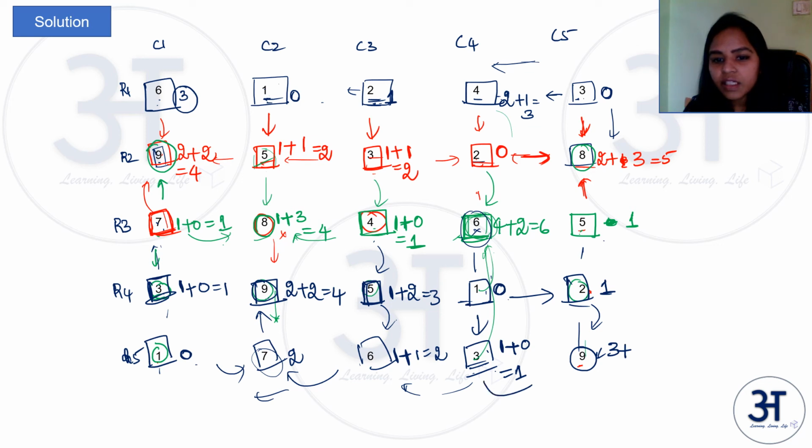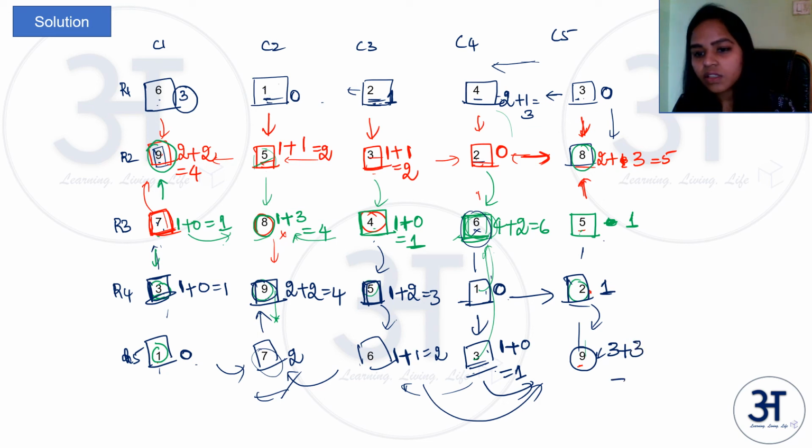Row wise 3 can reach 9, 6 can reach 9 because 3 is less than 6 and 6 is less than 9. 7 can reach, 1 cannot reach, so 3. So total 6 possibilities. Now let's go to the questions directly.